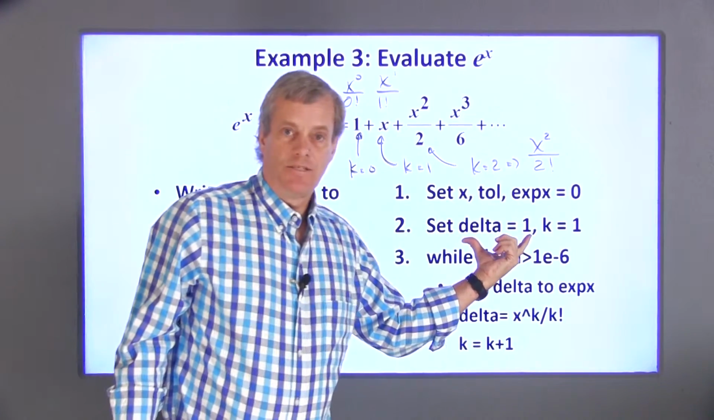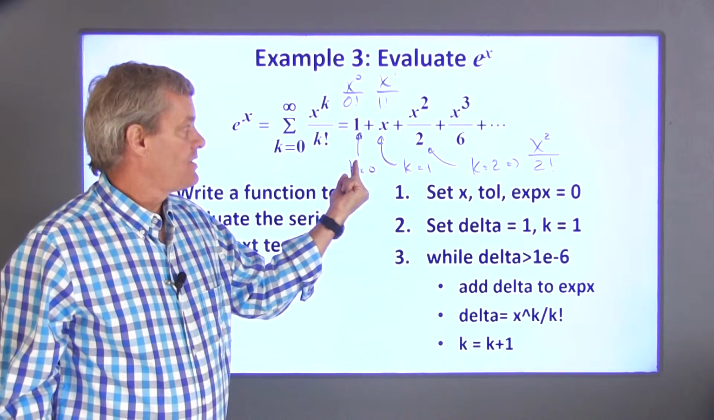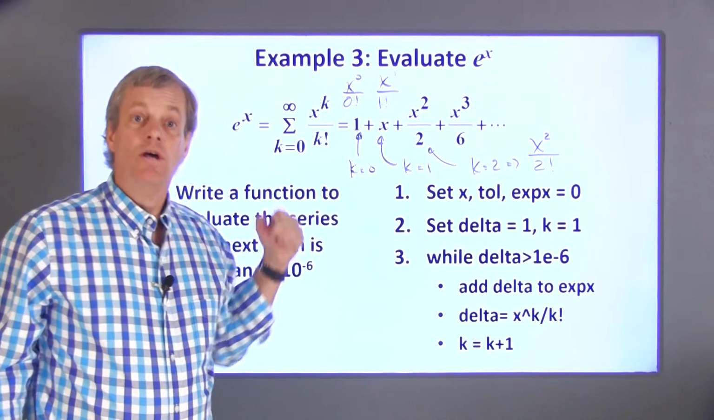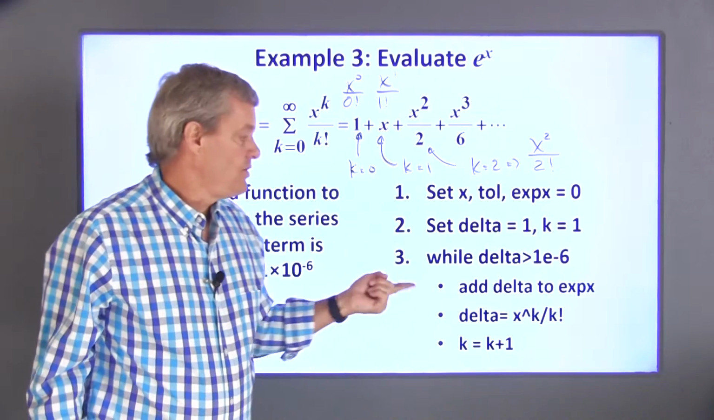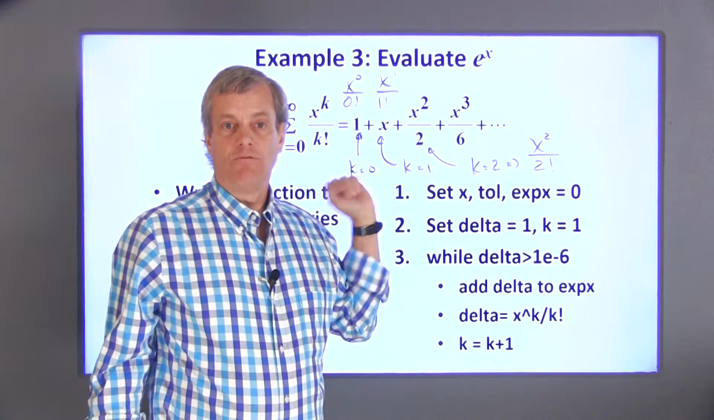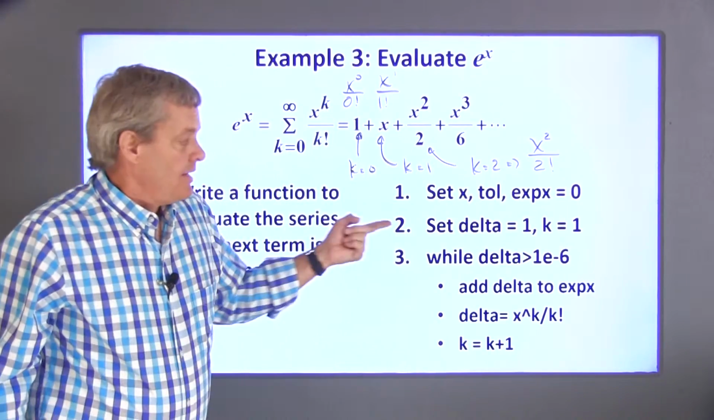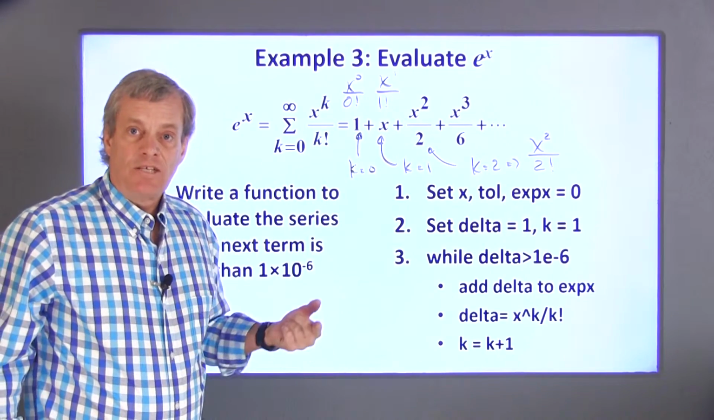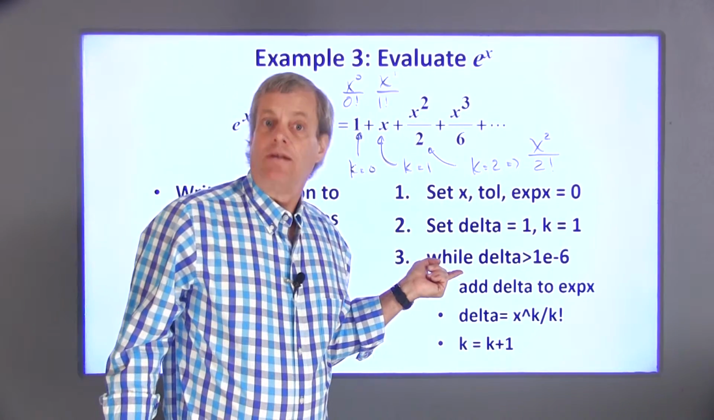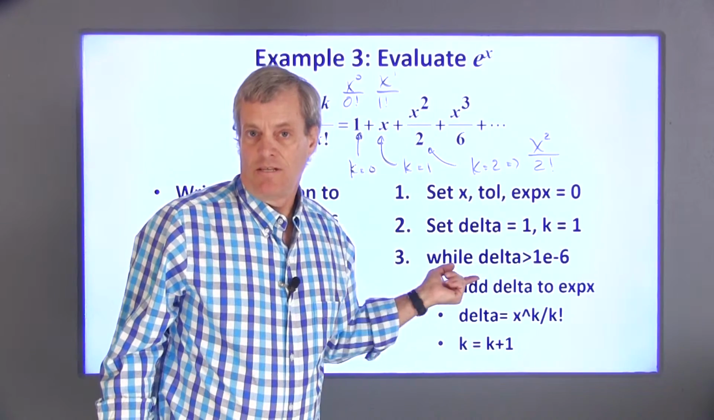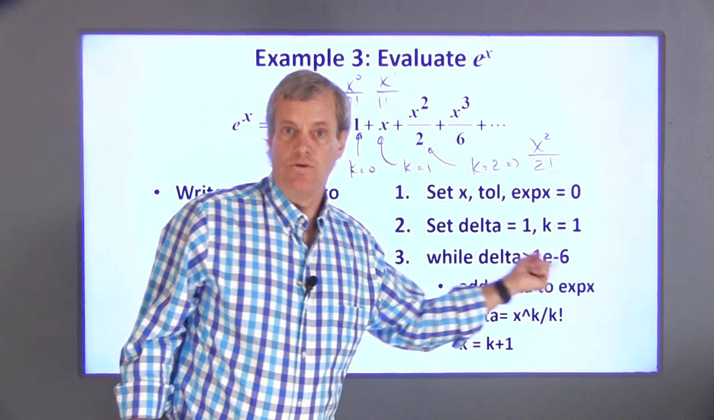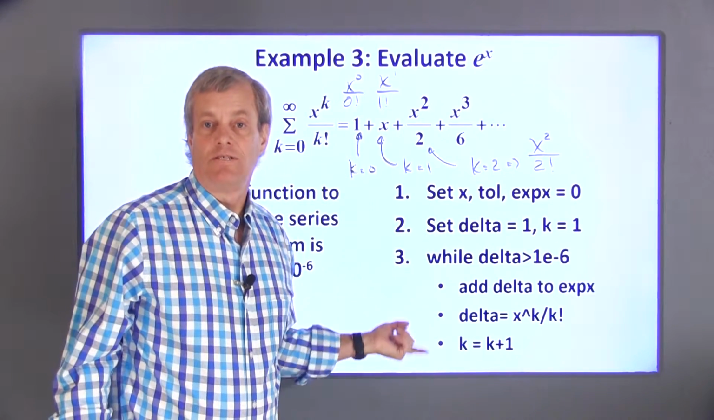If I initialize delta to 1, I've taken care of this term here for k equals 0. So the first value of k that I need to use inside the loop is going to be k equals 1. Now in my loop, EXPX is initially 0 and delta is equal to 1. Delta is greater than 1 times 10 to the minus 6, so this condition's true, and I can do the first set of calculations in the loop.